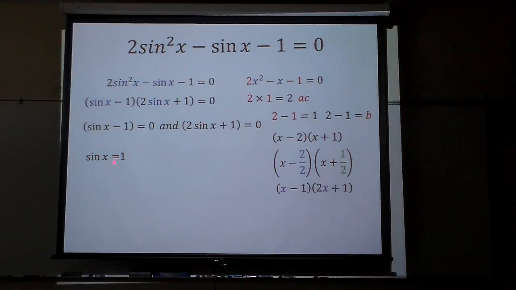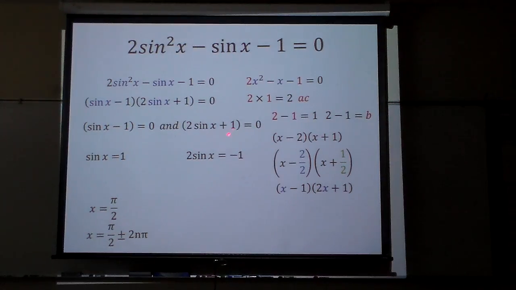All right, here. Where does sine equal 1? At pi over 2. But remember, sine repeats every how often? 2 pi. I'm going to write pi over 2 plus or minus what? 2 n pi. And now let's go to the other one.